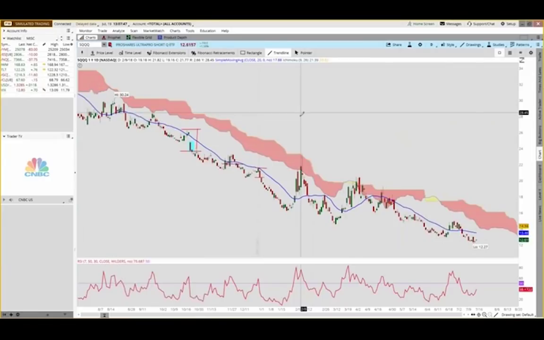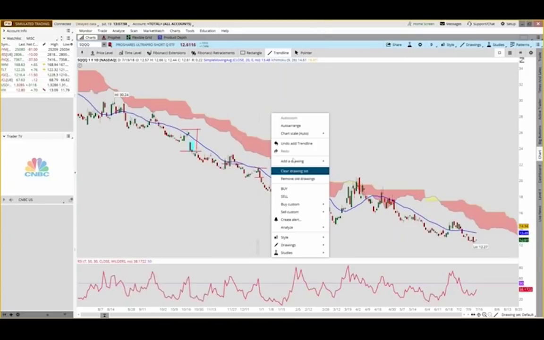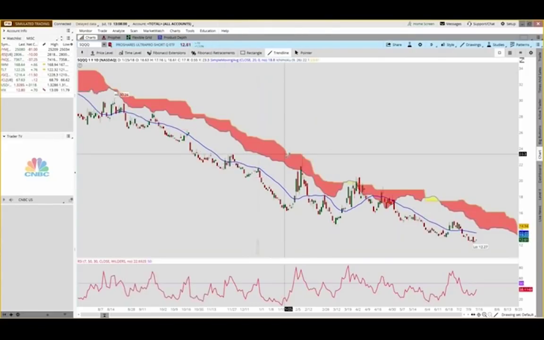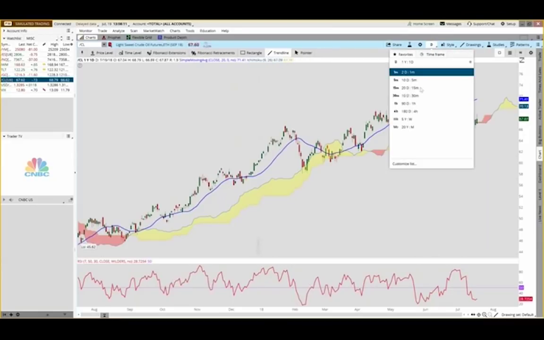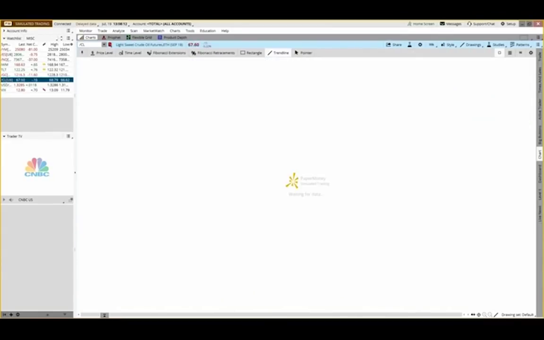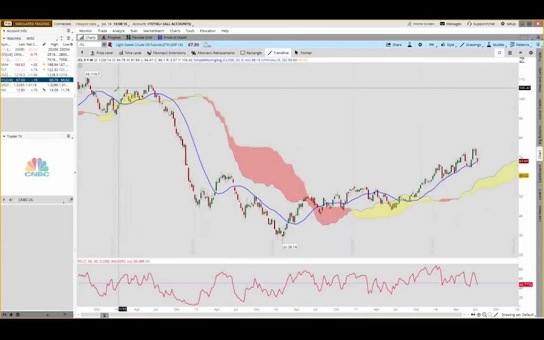The question is, first of all, is the strategy effective? And I can show you many instances where it is. And in fact, I'll show you a couple other things before we incorporate the fibs, which is another way to make this even better. Okay. Let's look at crude oil. And I want to go back to a weekly chart here when crude oil was trading over $100. Back up in here.